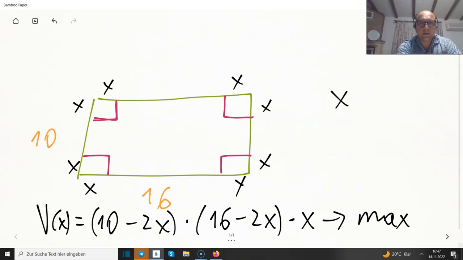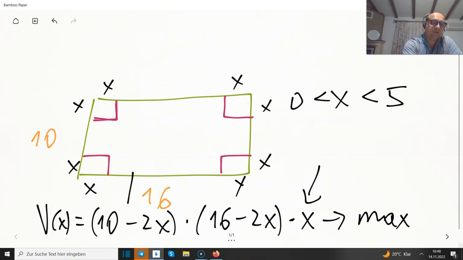x cannot be bigger than 5, and it is obviously greater than 0, otherwise we have no volume, if this factor becomes 0. And otherwise it cannot be bigger than 5, because if that's the case, this value becomes 0 or even negative if x gets over 5. So this is our main idea, to maximize this value.